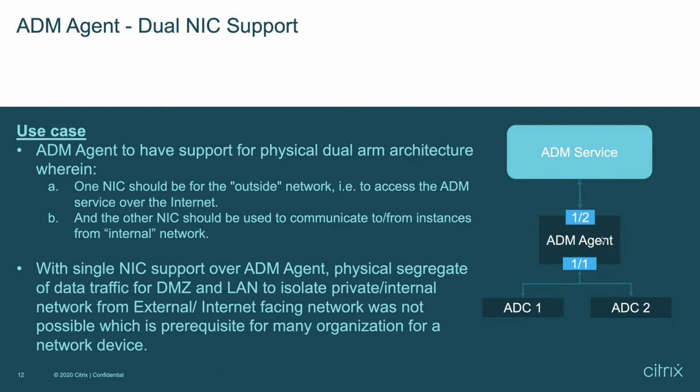First, in this example, it is shown as 1/1 and 1/2. In your environment, it might say 0/1 and 1/1, or 0/1 and 0/2. Whatever the naming is, always the first interface will be used for internal communication, and the second interface should be used for communicating to the ADM service. And the role of the interfaces is not interchangeable.